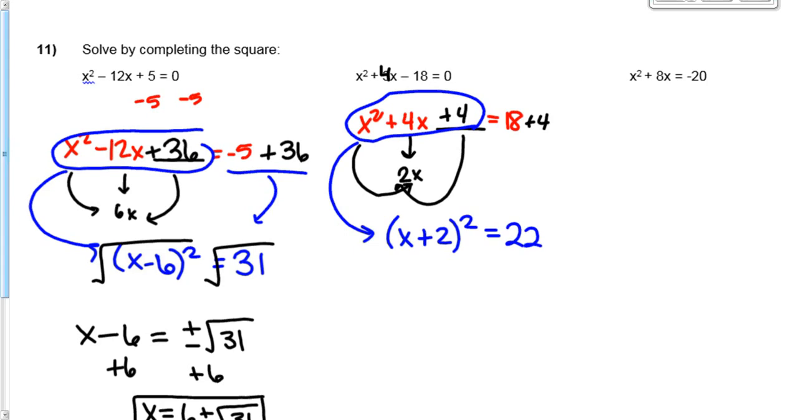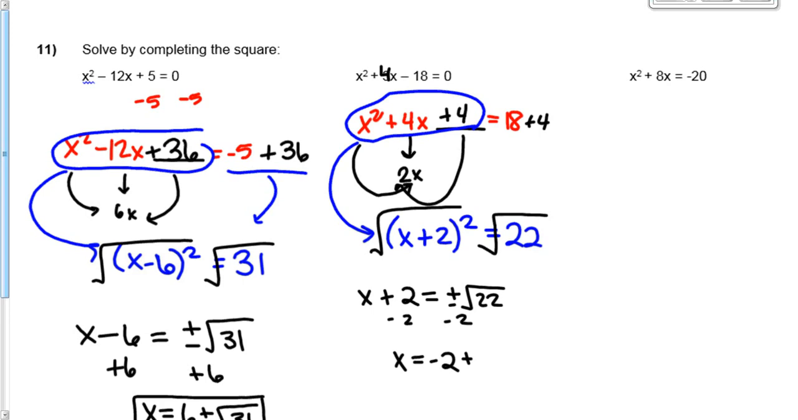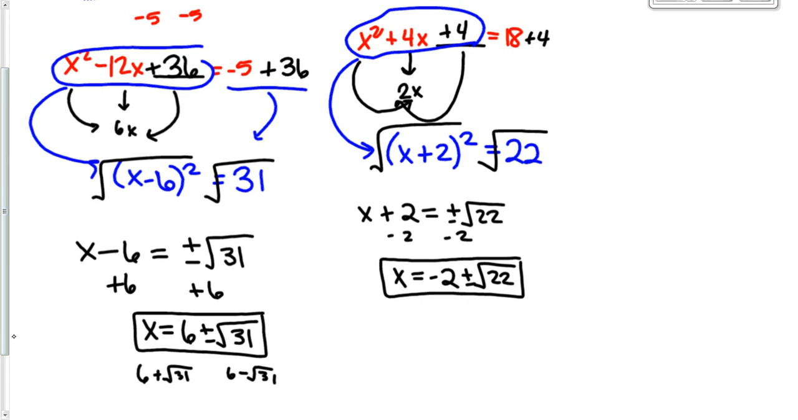And then I just square root it. So x plus 2 equals plus or minus the square root of 22, because it's not going to come out evenly. Then I subtract 2 from both sides. So x equals negative 2 plus or minus the square root of 22, which again is really two answers in one. I just haven't broken it down for you. If I wanted to break it down, I would say negative 2 plus square root of 22 and negative 2 minus square root of 22. Those would be your two answers.